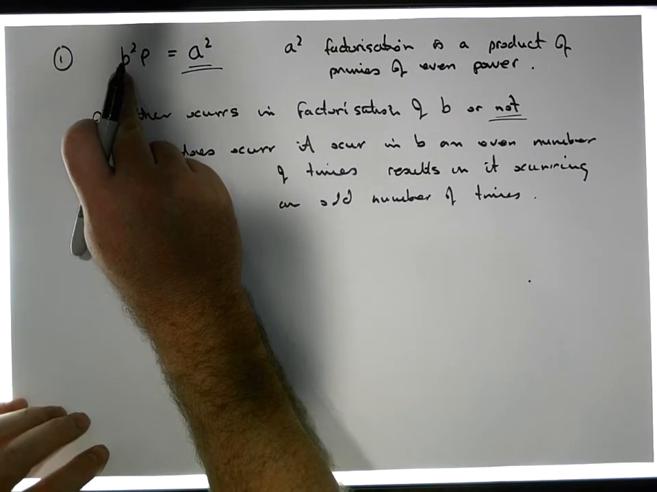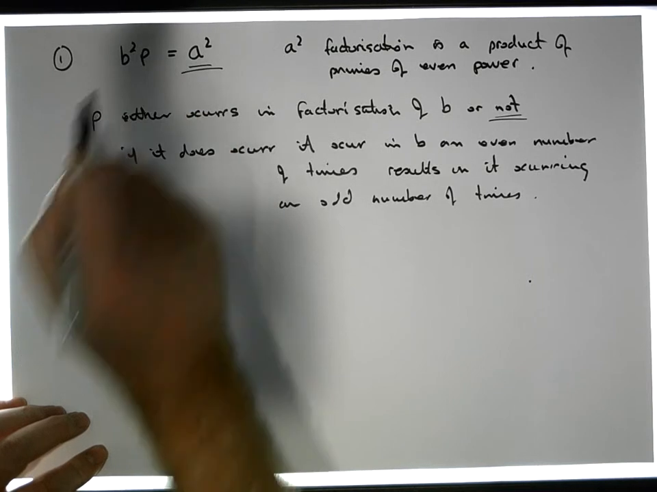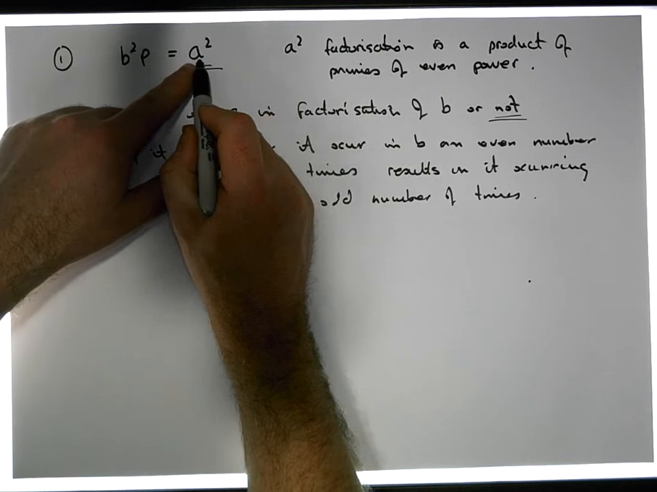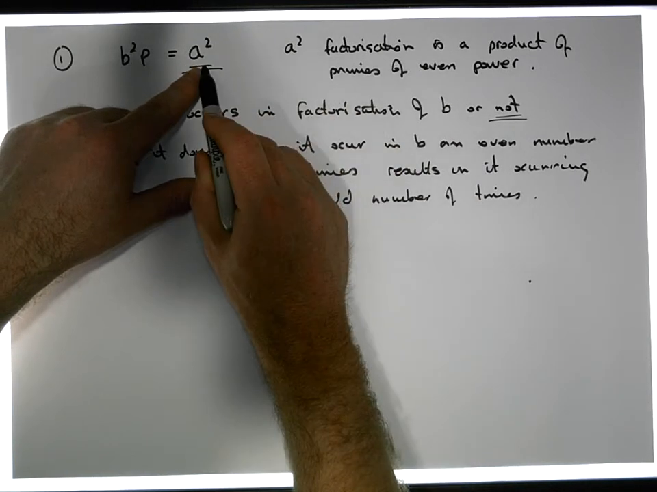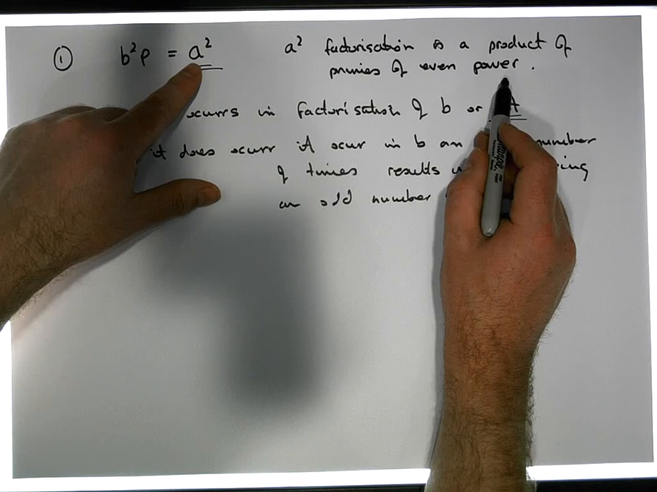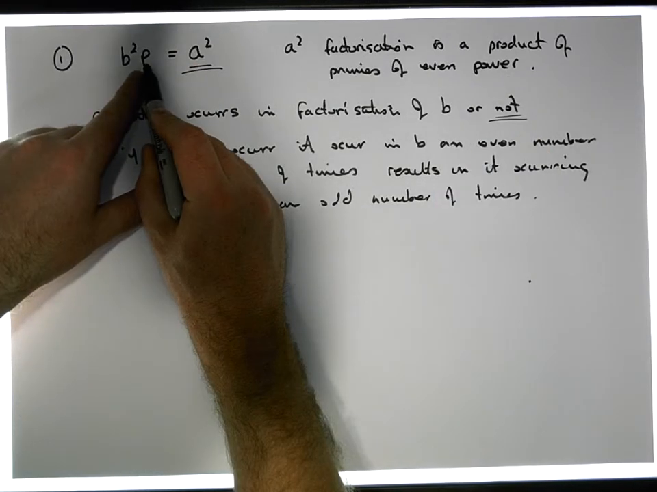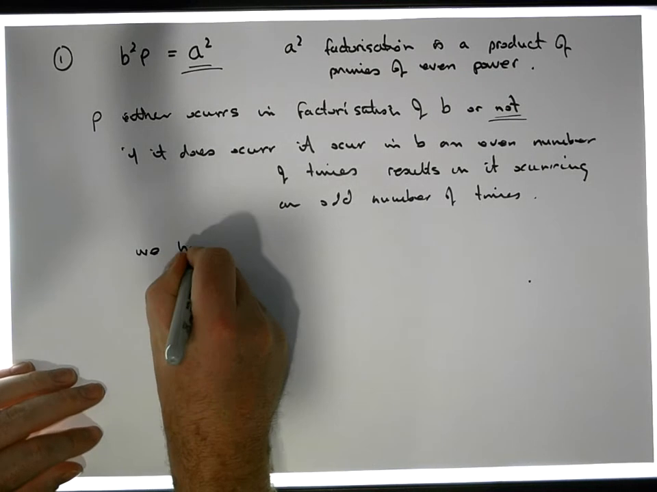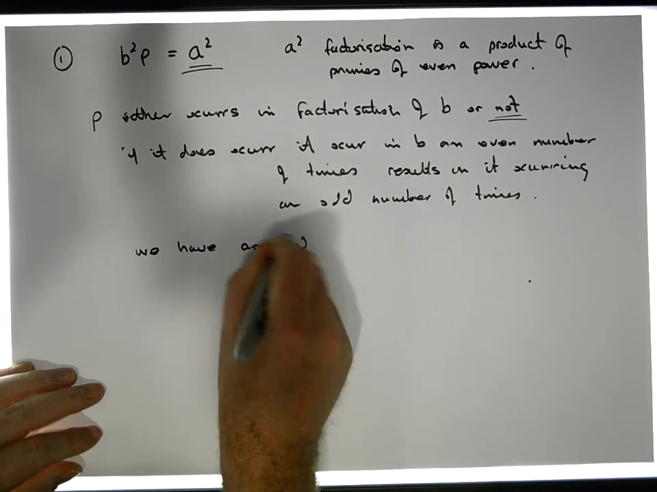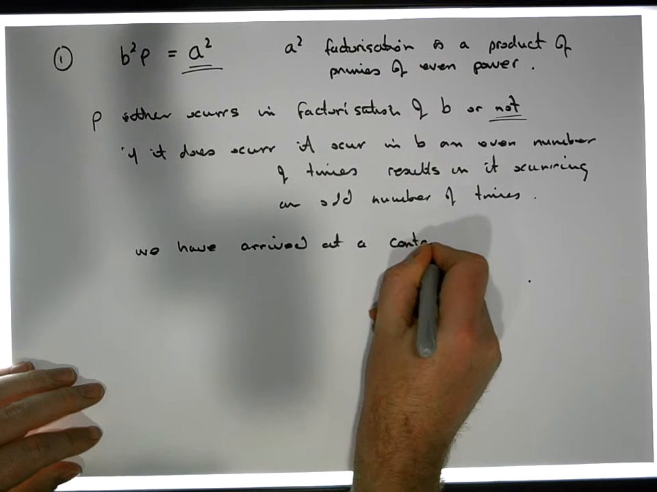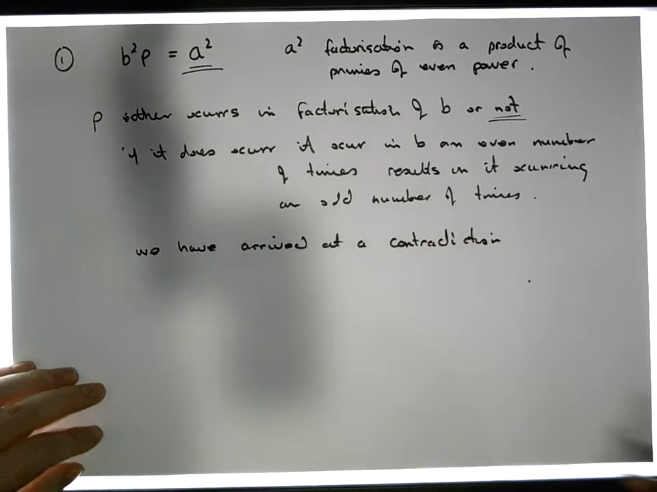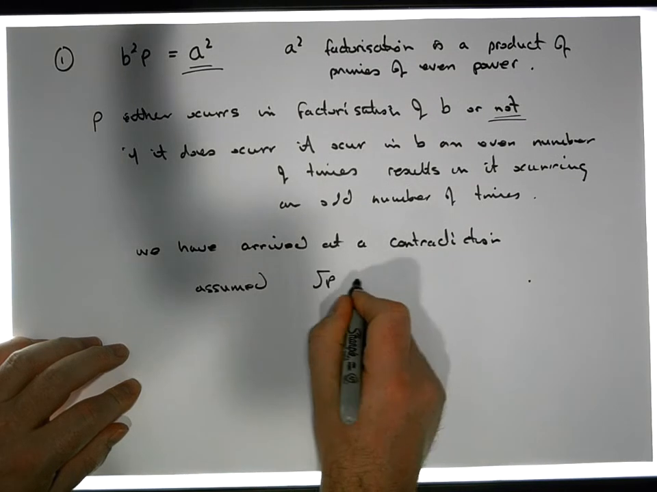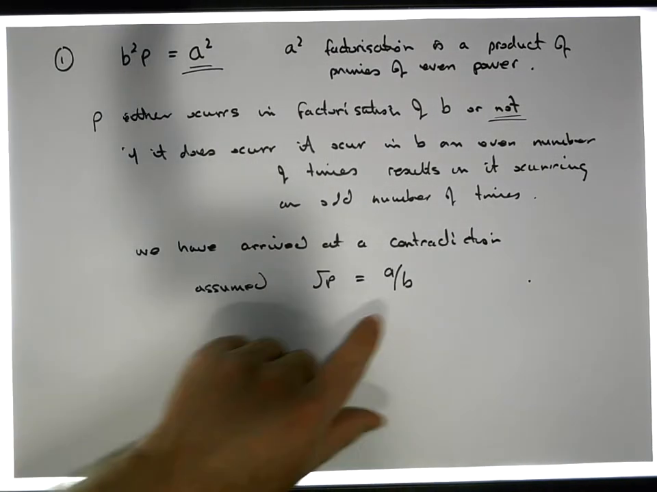If it doesn't occur in the factorization of b, then it only occurs once here, which is an odd number of times. And hence, a squared, as I said, is a factorization of primes of even power. So here's a prime that only occurs once. That's a contradiction as well. So we have arrived at a contradiction, and this is because we have assumed that the square root of p can be written as a rational number.